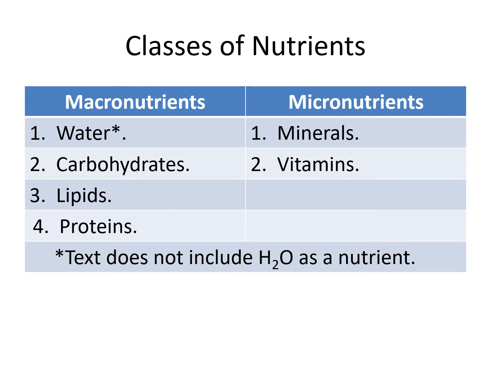So here we have the macronutrients in the left column, and we have the micronutrients on the right column. So things like water, carbohydrates, lipids, and proteins constitute the macronutrients. Your textbook doesn't include water as a macronutrient, but I put it here because other textbooks do. So we'll just assume it is as well, because water is required for life. The micronutrients include such things as minerals and vitamins.